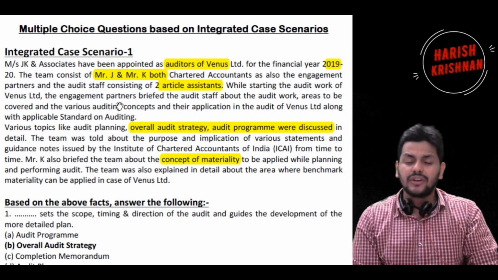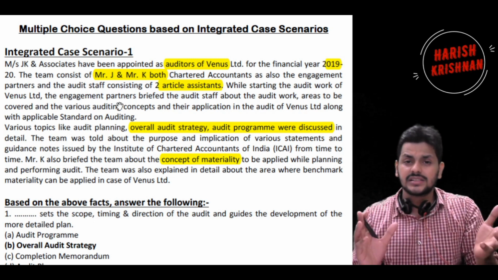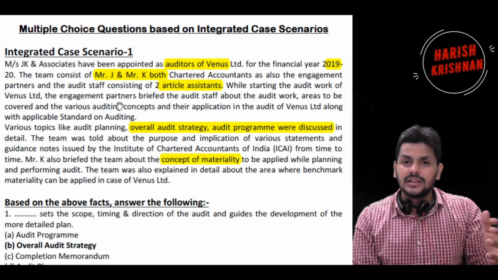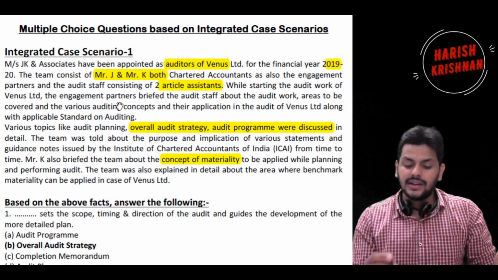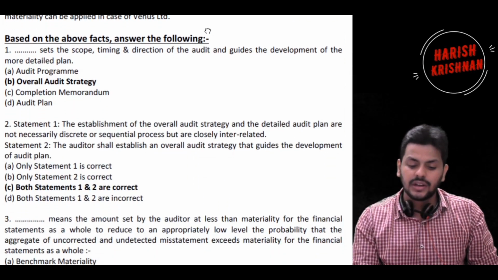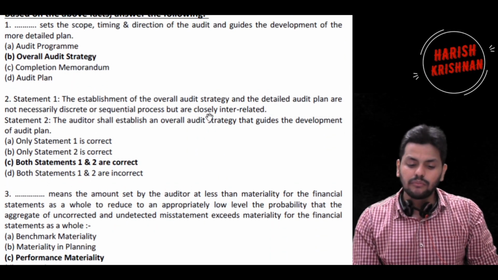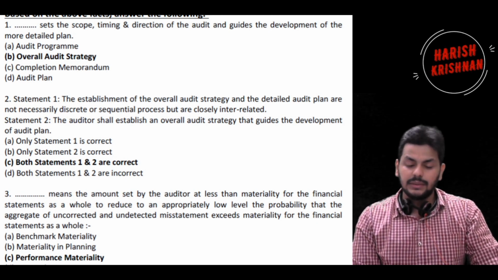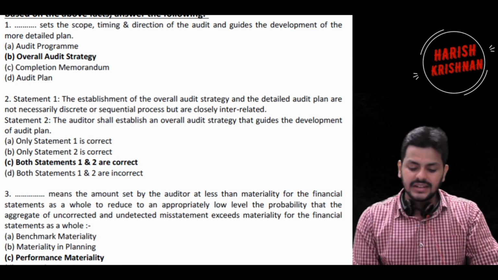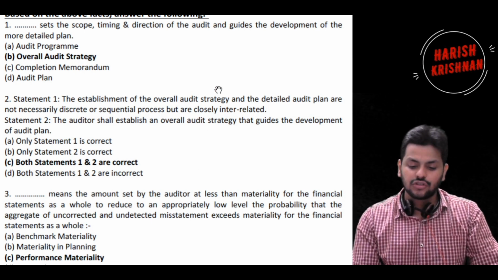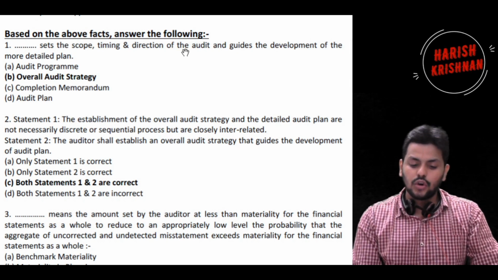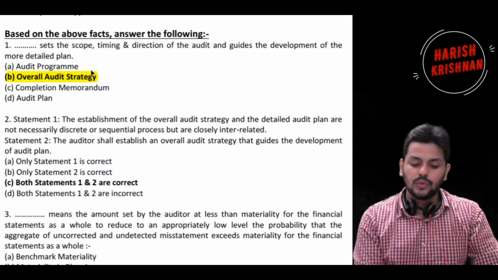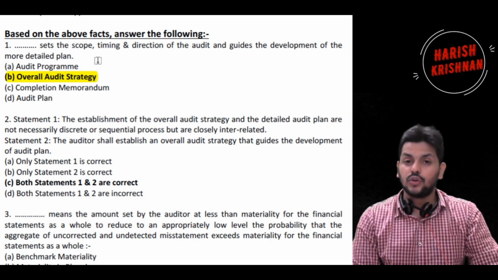So hardly any information is given in the case. They just created a scenario, that's all, where they told 2 people are engagement partners and there is a set of people who are working as audit assistants. And look at the questions, which will have no connection in any manner. Based on the above facts, we are asked to answer the MCQs. First one: dash sets out the scope, timing and direction. Dash sets out the scope, timing and direction. Now that's a straight arrow. You can say that the overall audit strategy sets the scope, timing and direction.